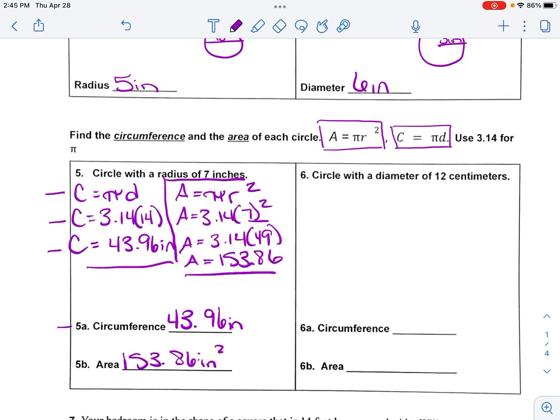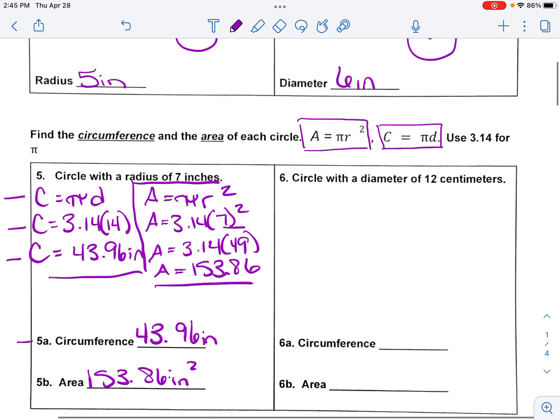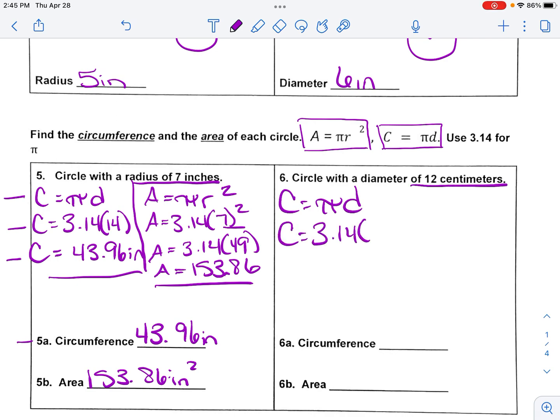Okay. Same thing for number 6. We're finding circumference and area. Circumference is pi times diameter. 3.14 for pi. Diameter is 12. So formula, substitute, and then you can plug that into your calculator. You should get 37.68 centimeters.